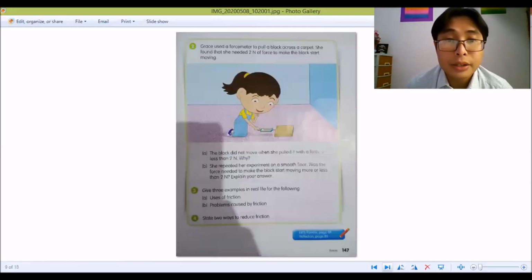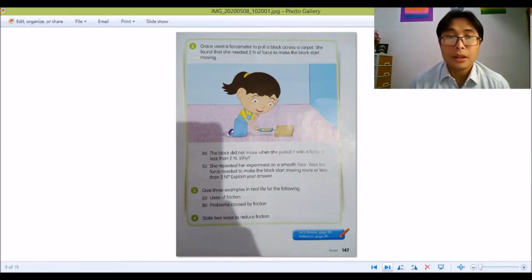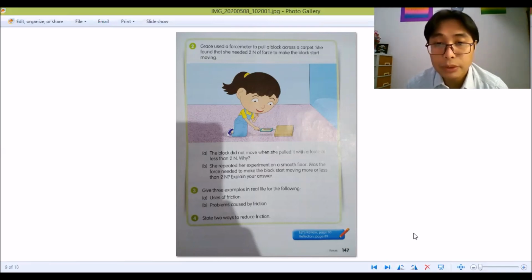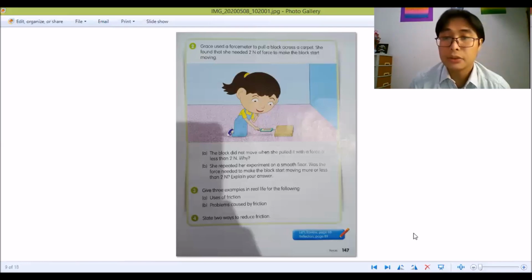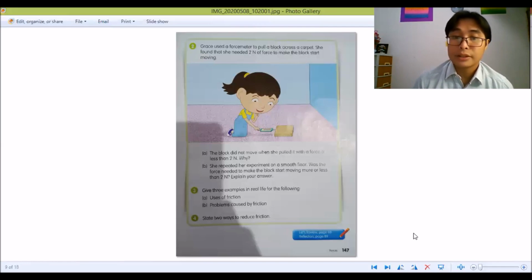Next, second, Grace used a force meter to pull a block across a carpet. She found that she needed 2 Newton of force to make the block start moving. So let's answer this. Letter A. The block did not move when she pulled it with a force of less than 2 Newton. Why? Because we need at least 2 Newton to move the block on a rough surface. So if that is less than, that is not enough.